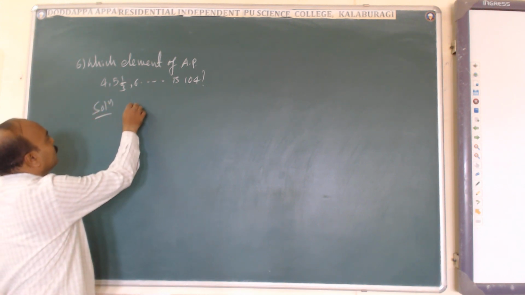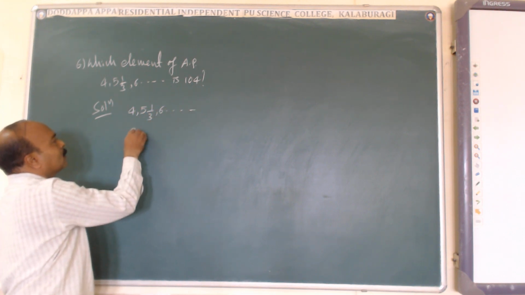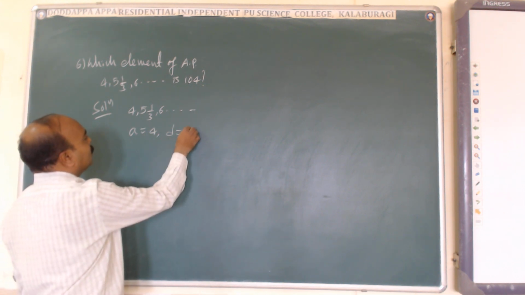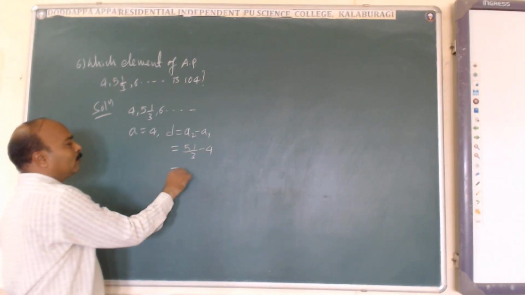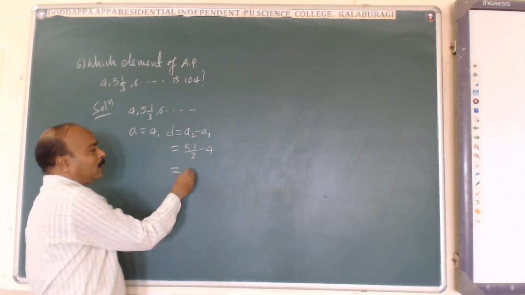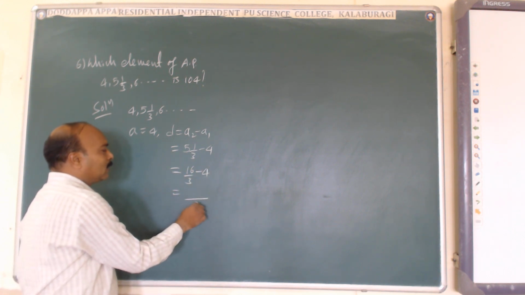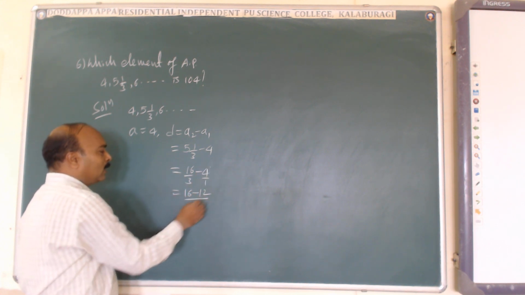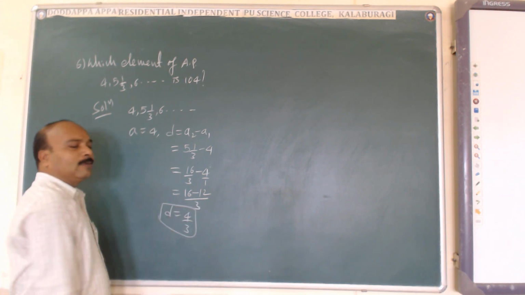The progression is 4, 5 integer 1 by 3, 6 dash dash. Here a is 4 and d is a2 minus a1. a2 is 5 integer 1 by 3 minus 4. Convert this mixed fraction into a fraction. 5 threes are 15 plus 1, it is 16 by 3 minus 4. So LCM is 3. 16 minus 12 we are getting, it is 4 by 3. It is the common difference, that is the d value.